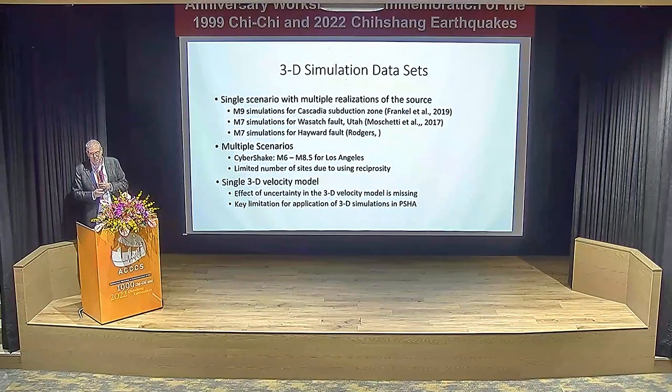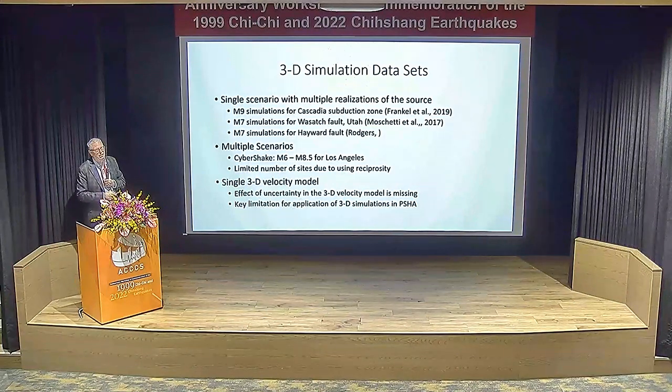3D simulations are expensive, right? And they're hard to set up, so sometimes people just run one scenario. Ideally, you're going to run multiple scenarios. If I want to get path effects out, I've got to be able to have multiple directions. I can't just have one direction happening.